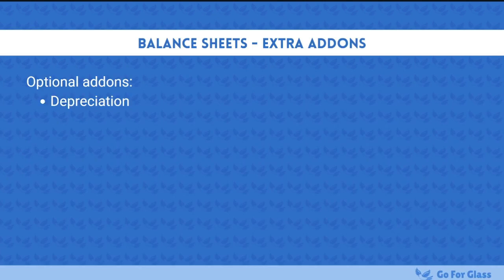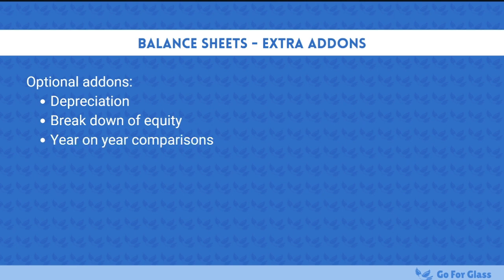Next, here are some optional advanced add-ons for a balance sheet in a top-tier project. Depreciation. For example, our laptop depreciates $100 per year, so we list it at $700 net value in year 2. Breakdown of equity. This means splitting your $1,000 into, for example, $700 in owner contributions and $300 in retained earnings, also known as profit. And finally, year-over-year comparison.